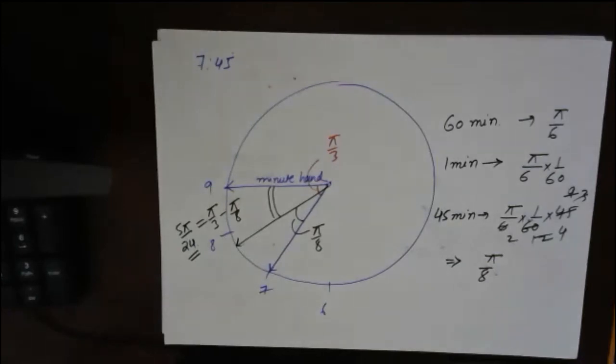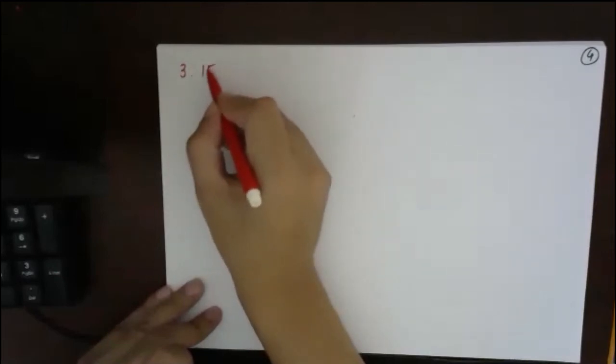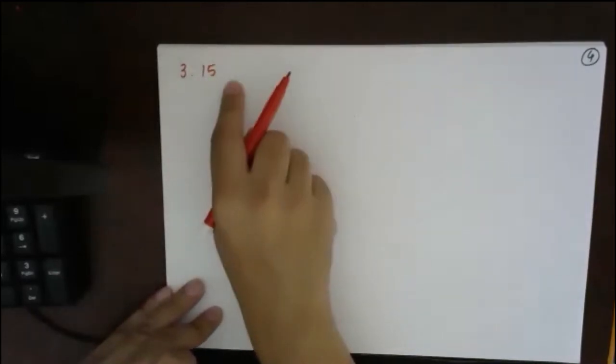Okay, let's do one more question on this. Shall we do one more question? Yes, okay, fine, very good. Let's see. Now find out in the same manner the shortest angle between the hour hand and the minute hand when the time is 3:15.